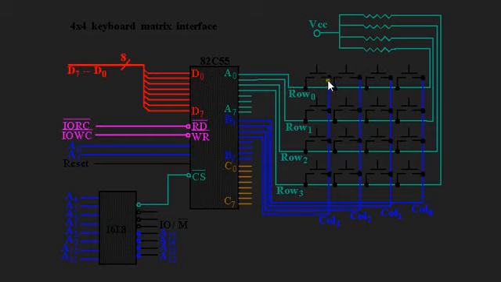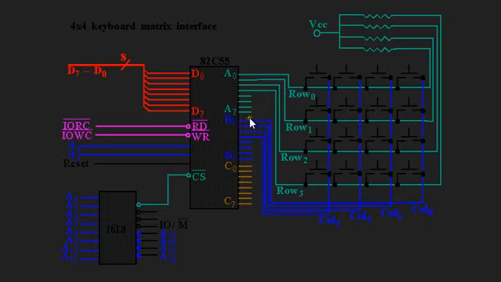Now this one is a switch, this one is a switch, this one is a switch, and this one is a switch. Again this one is a switch, this is a switch, and this is a switch. So it has a 4 times 4 matrix. That's why this is called 4 times 4 keyboard matrix interface. We have the data section, read, write, address, reset, control, and port C is doing nothing here.